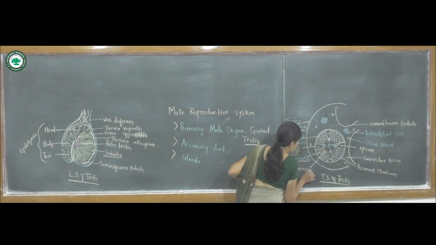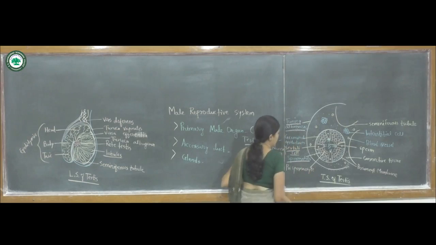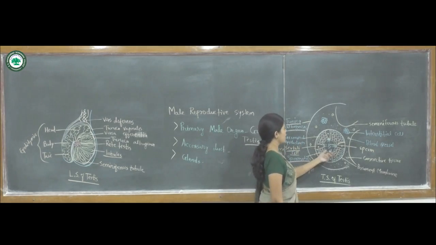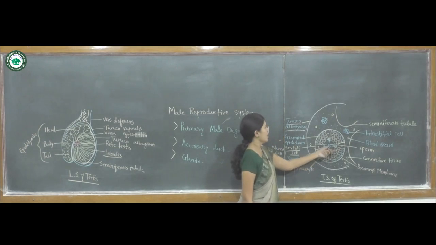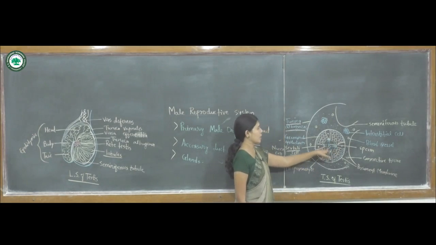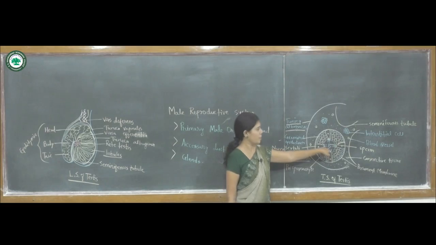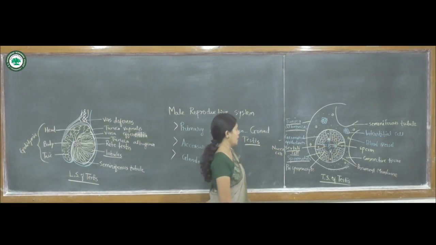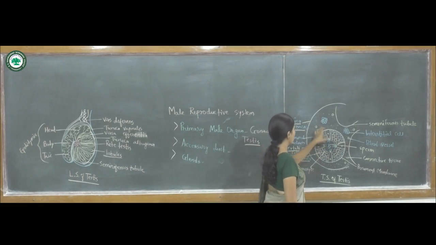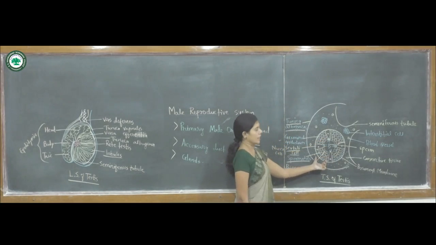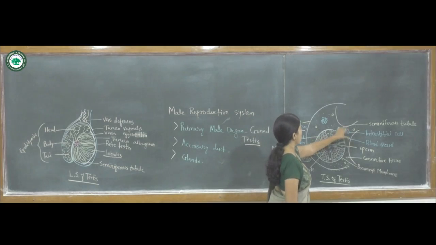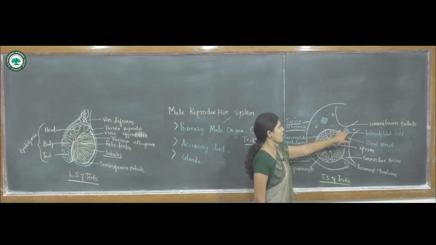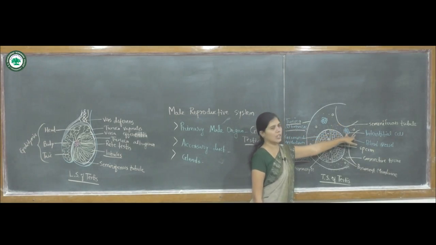The primary spermatocyte, after complete maturity, develops into the secondary spermatocyte, and lastly the product of gametogenesis, the sperm or spermatozoa, is developed. In the TS of testis, along with the seminiferous tubule, a small group of cells is present, which is known as the interstitial cells.